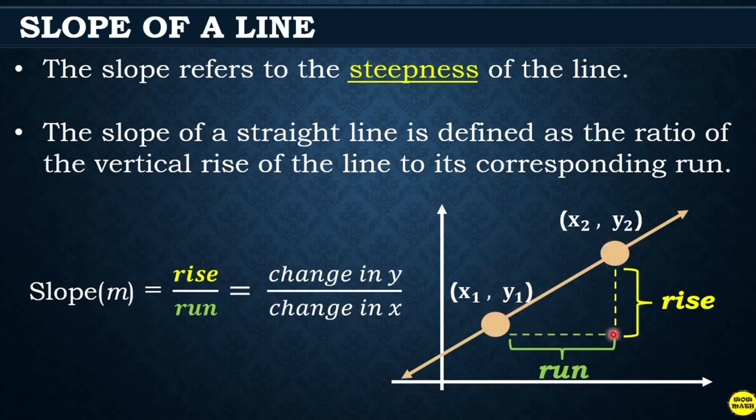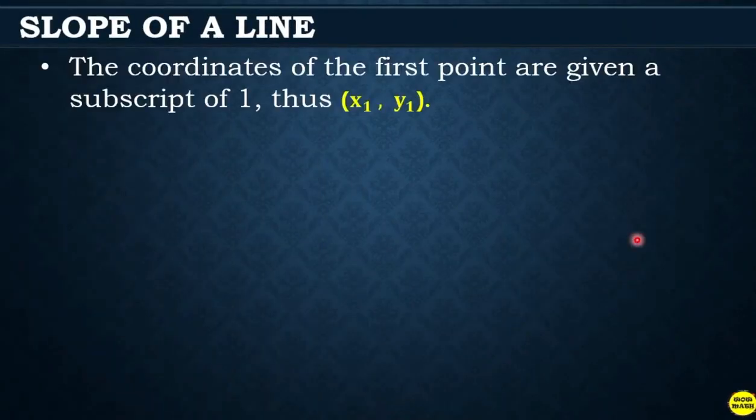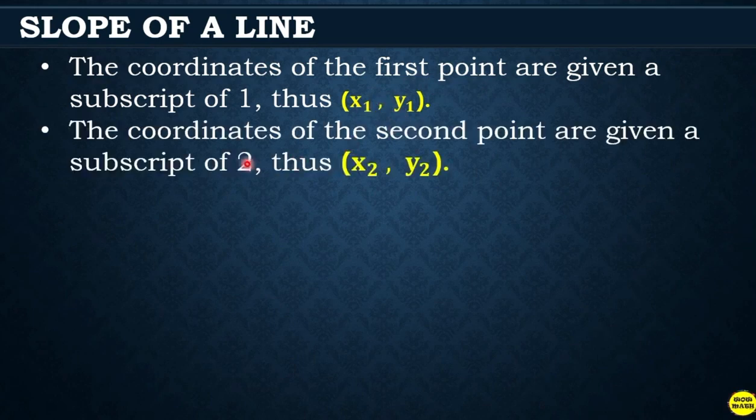Ito naman, this is also a representation of positive slope. Bakit? As long as your line increases from left to right. Okay? So, this is your rise. This is your run. Pwede rin po ito, rise, run. So, the coordinates of the first point are given na subscript of 1. So, kapag ang point natin, yung first point natin, ito ang ordered pair niya. So, x sub 1, y sub 1. And then, yung coordinates po ng ating second point are given by the subscript of 2. So, x sub 2, y sub 2. So, ibig sabihin, kapag sub 1 siya, ito yung first point mo. Kapag sub 2, this is your second point.